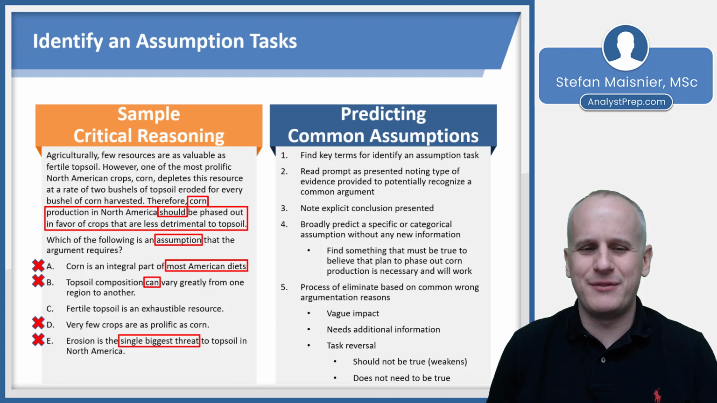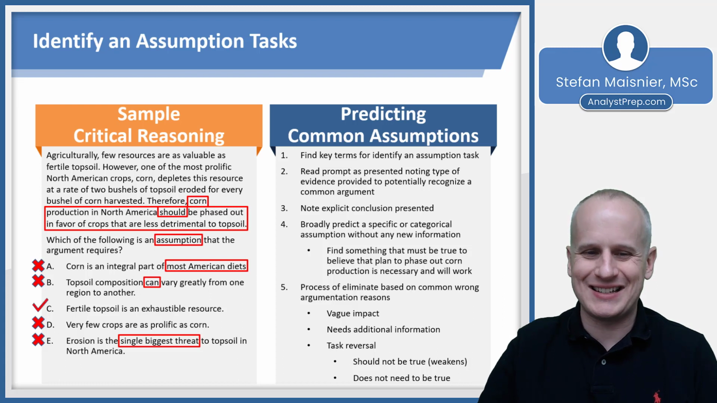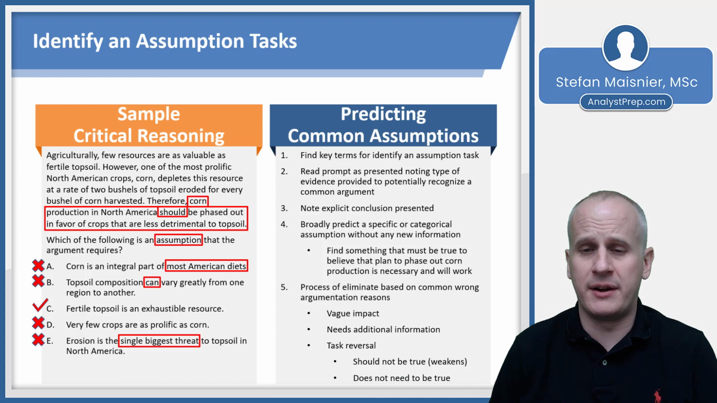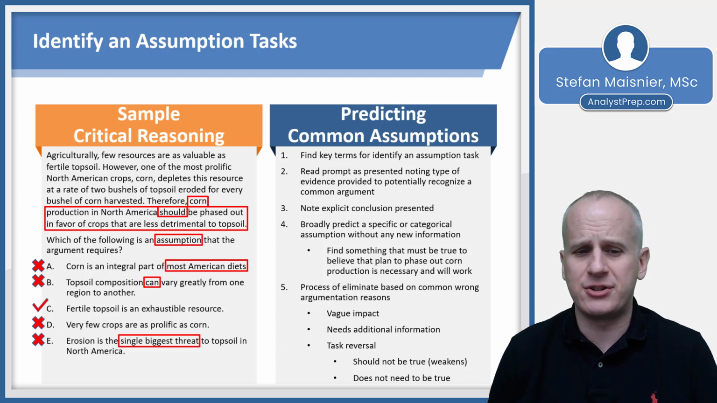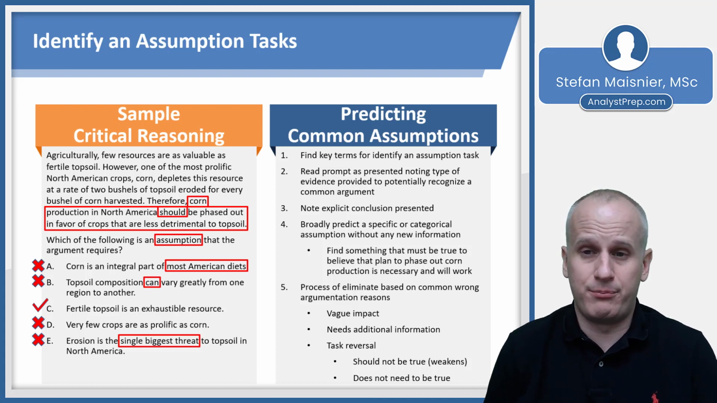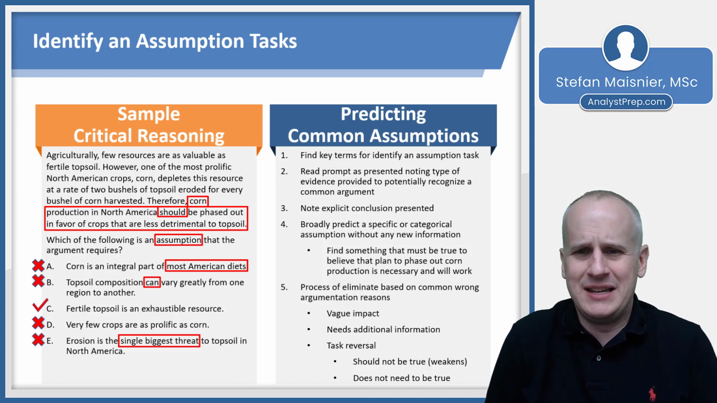But choice C, we've got fertile topsoil is an exhaustible resource. Well, this is the entire crux of the argument. We need that to be true because that explains why we need to save the topsoil. Because if the topsoil was not an exhaustible resource, well, why do we need to save it? It's there and it's always going to be there. It replenishes itself in some fashion. So we select choice C because it's something that's necessary for the recommendation to even be reasonable. If the topsoil were not an exhaustible resource, why do we need to phase out corn?